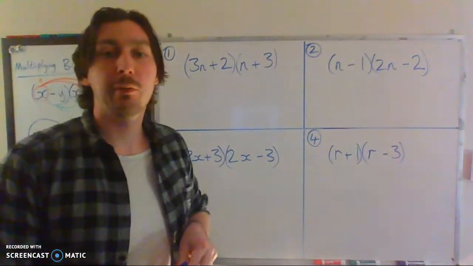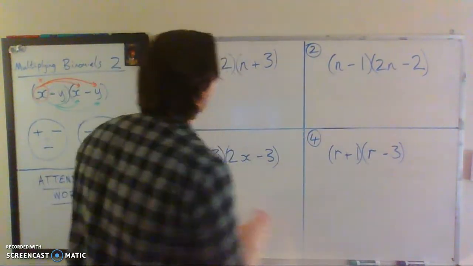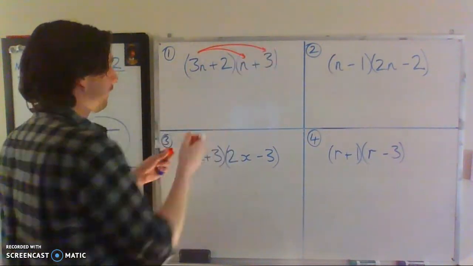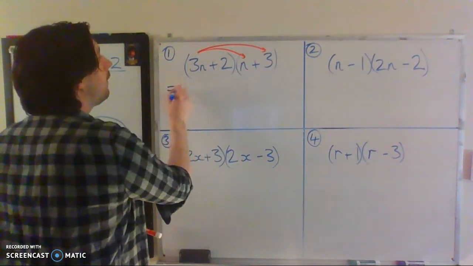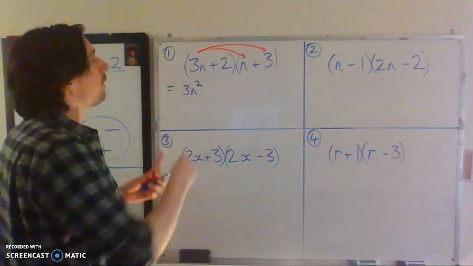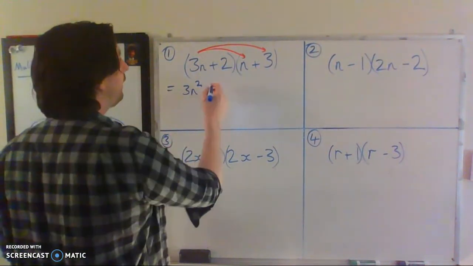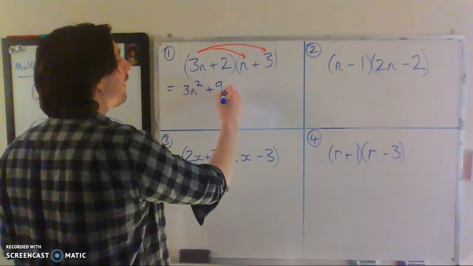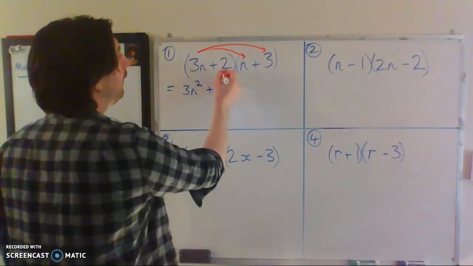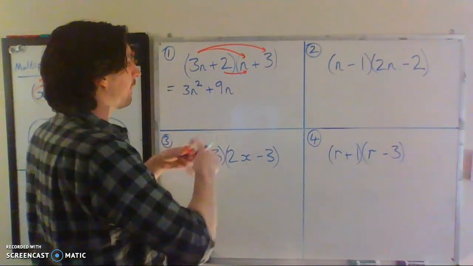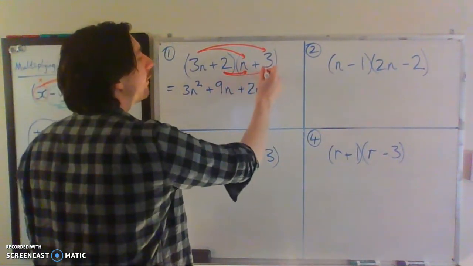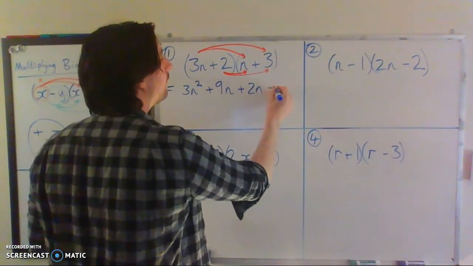Question 1 is like what we were doing last week. So I'm going to take the first thing, 3n, and multiply it by both of these guys. 3n times n is 3n squared. 3n times 3 is 9n. And it's positive 9n, so I'm going to put a plus sign there. Now I do these guys. 2 times n is positive 2n, and then 2 times 3 is 6.